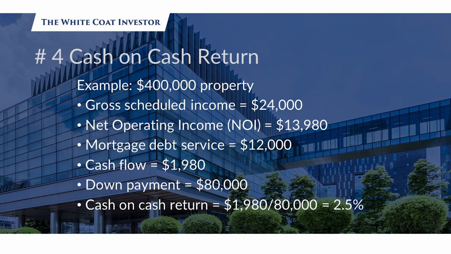So let's look at that property we talked about earlier. This is a $400,000 property. It's got a gross scheduled income of $24,000. It's got a net operating income of $13,980. Let's say its debt service is $12,000. So your cash flow is a positive $1,980. If you put down $80,000 toward this property, that's a cash-on-cash return of $1,980 divided by $80,000. And that comes out to 2.5%.